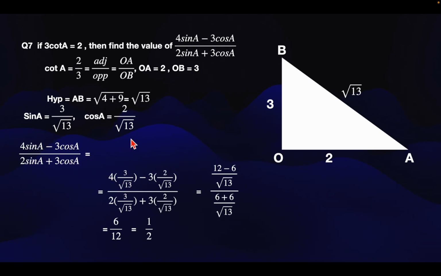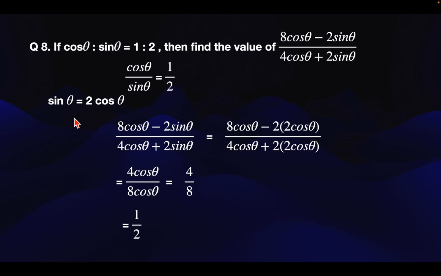So 4, 3 upon root 13 minus 3, 2 upon root 13 upon 2, 3 upon root 13 plus 3 into 2 upon root 13. So here the LCM is root 13. Okay, write down like this. It will get cancelled and you will get it like this. 1 upon 2.